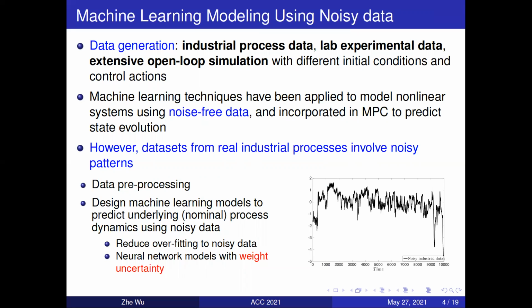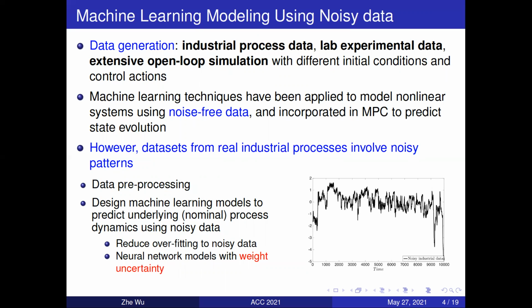However, we know datasets from real industrial processes often involve noisy patterns, and the data noise can come from different sources such as sensor variability and common plant variances. One way to handle data noise in training is to use data preprocessing. For example, we can use a Savitzky-Golay filter to remove the data noise.